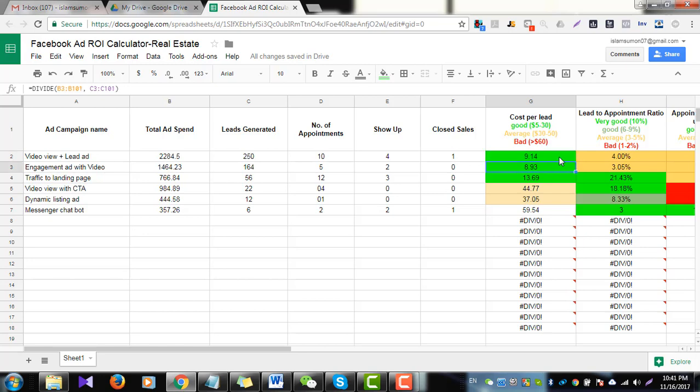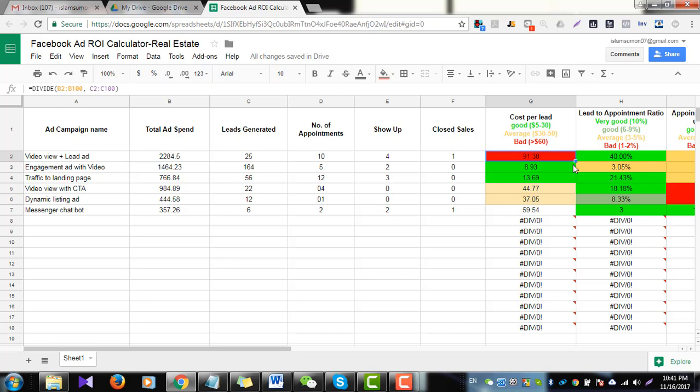So the benchmarks are set up in this way, that if the cost per lead is between $5 to $30, that means this ad is performing well. Okay, so let's say I generated just 25 leads from this campaign. You see that my cost per lead is now way beyond $60, so it's turning into a red. That's a sign for me that I should have watched this. I should have looked into this ad campaign and I'd either kill it or modify it.